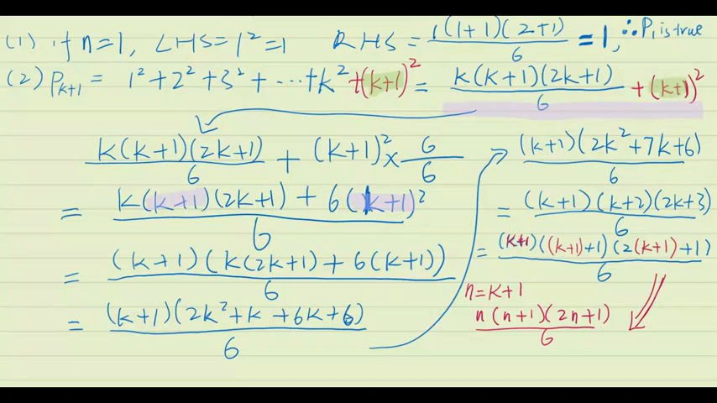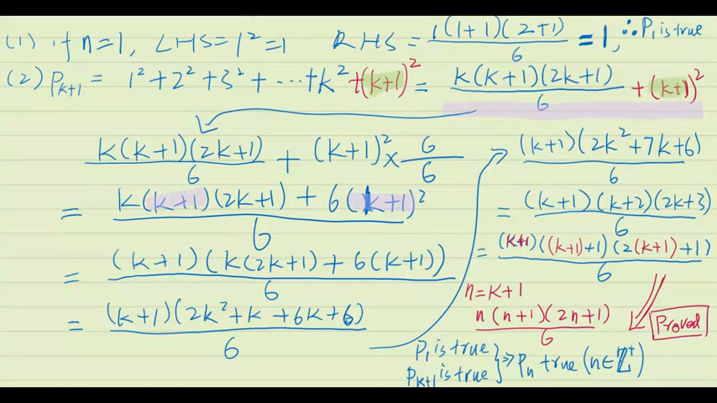As P1 is true and Pk plus 1 is true as well, that's why Pn is true for all n that are positive integers. Proved. That's one of the methods to prove this series. Now let's have a look, we have another method to prove the same thing.